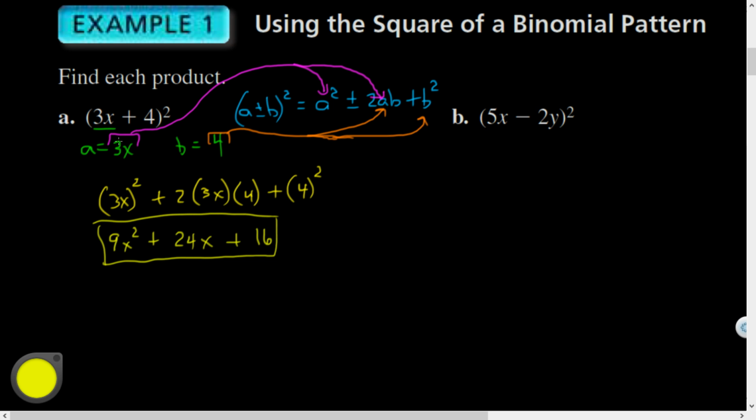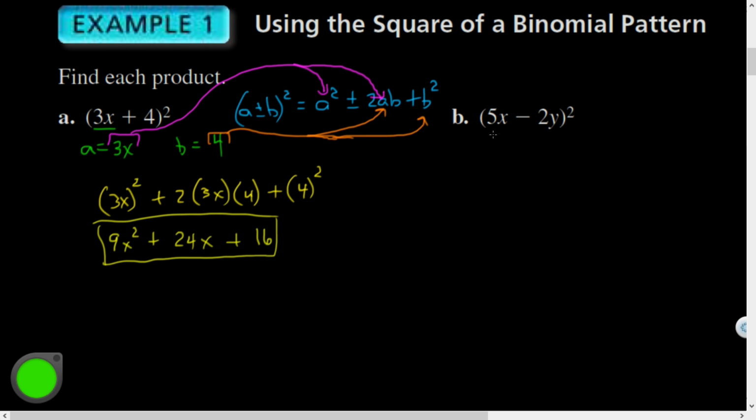So I figure out what a and b are, I plug them into the pattern, and then I simplify it. This 24x came from multiplying 2 times 3, and then times 4, and then times x. And the 4 squared is where the 16 came from. The 3x all squared is where the 9x squared came from. We'll practice some more of these, so your brain will create a pattern over time. Seeing it the first time is going to be tricky.